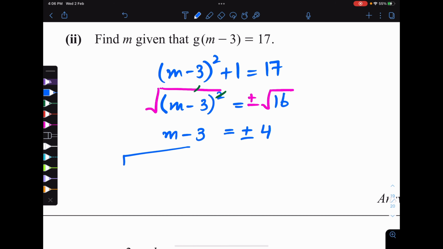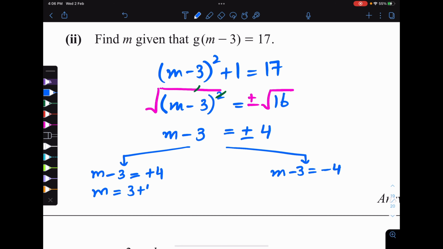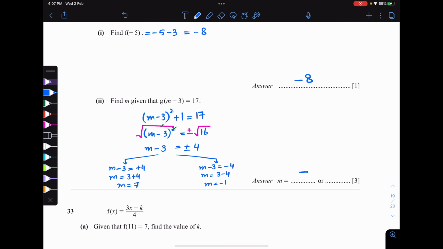Now, do not get confused with this plus minus 4 sign. As I told you before, just split it into two different equations. M minus 3 is equal to 4, and m minus 3 is equal to negative 4. Now, m would be equal to 3 plus 4, so m would be equal to 7. And from here, m would be equal to 3 minus 4, so m would be equal to -1. So this is 7 and -1.